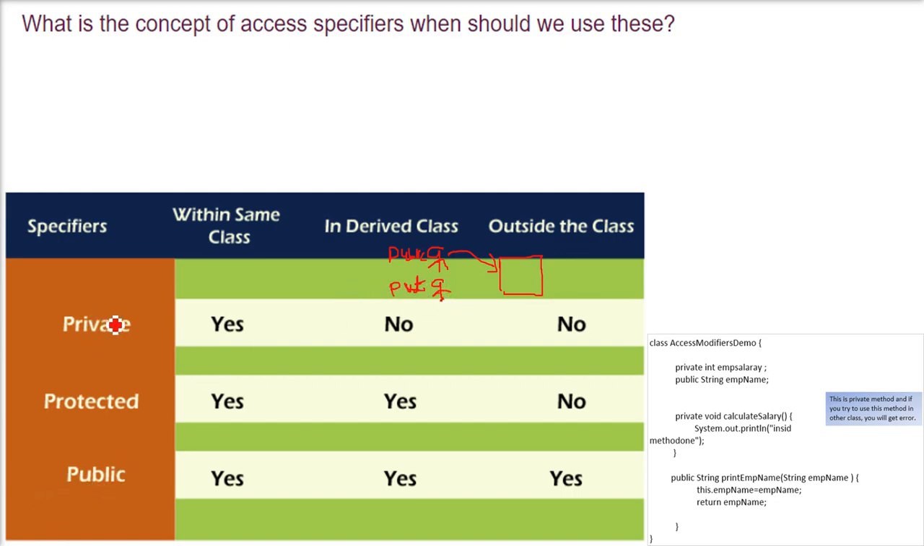And public, private, these are access. Access means trying to get some certain thing, try to use a certain thing. That is the access.